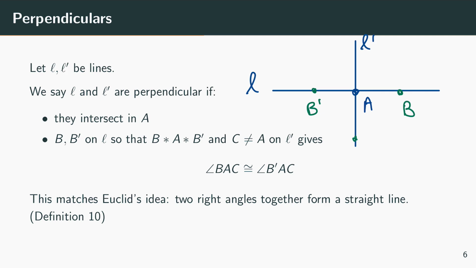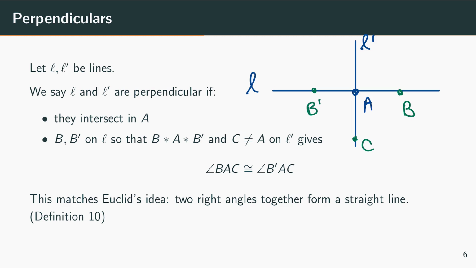I have a line L, I have a line L prime, they intersect in A, and I want points B and B prime on L so that they're on opposite sides from A. I made them look like they were the same distance from A. That's not required. I just need them to be on opposite sides of A. And then I want a point C on L prime that's not equal to A. So I put C over there.